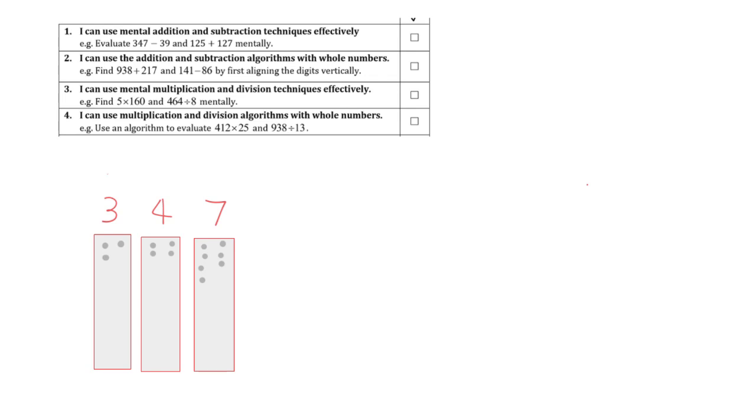Okay, let's look at question number 1. 347 take away 39. Okay, so now I draw 3 boxes here. So these boxes are quite special.